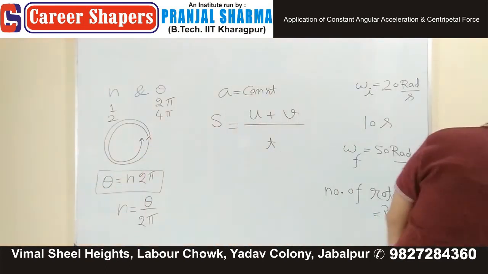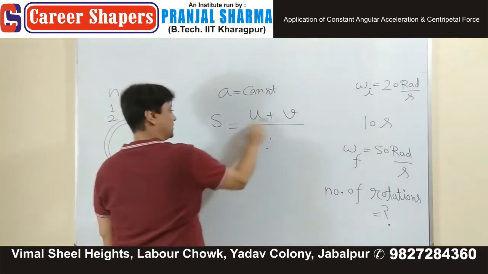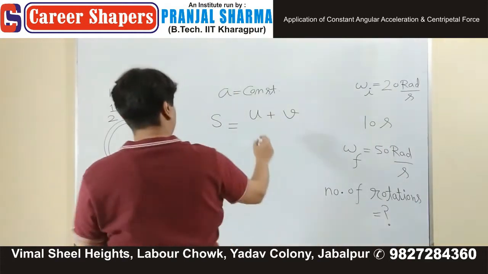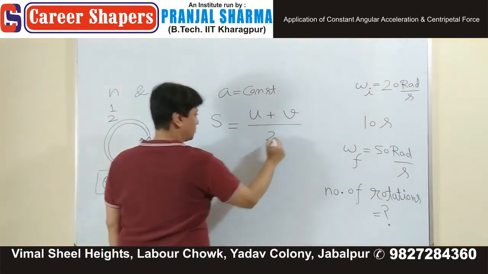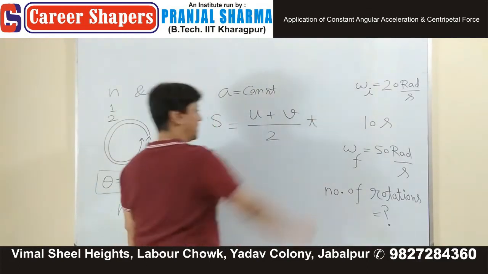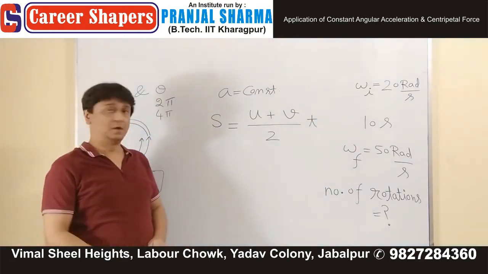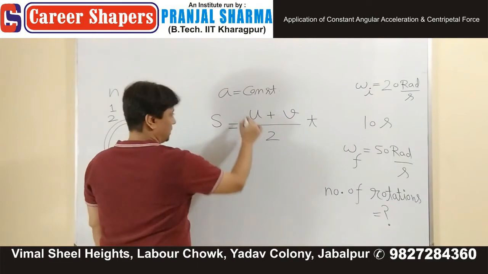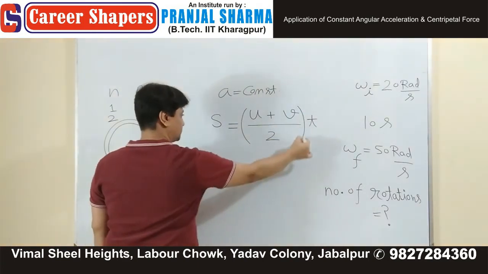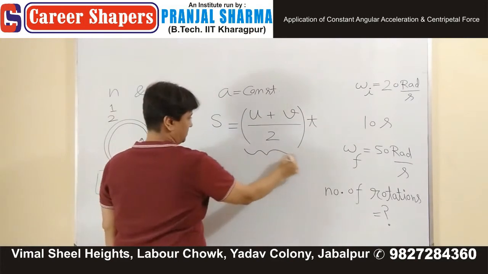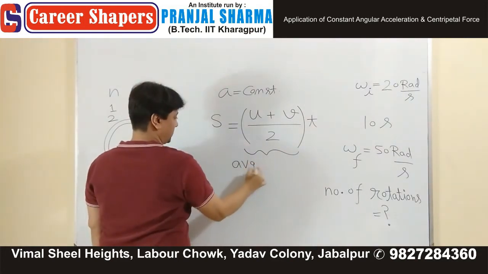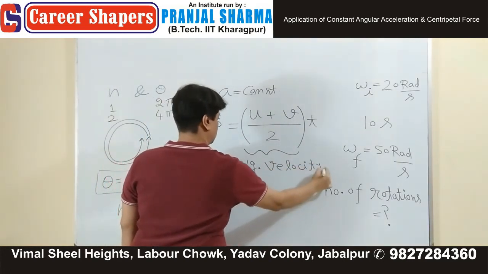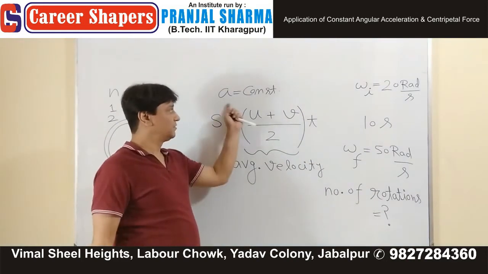No, not this. Just a second. This. s equals (u plus v) divided by 2, multiplied by time. This was the relationship. I hope you remember. But only if a is constant. In case you forgot this, then remember this part, u plus v by 2. This is called average velocity. Not always, only if a is constant.